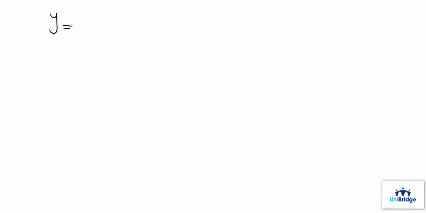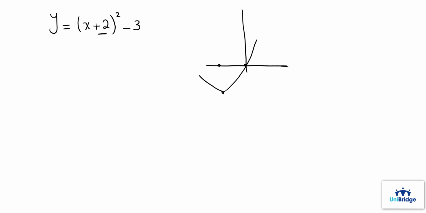So if you have y equal x plus 2 all squared minus 3, the plus 2 inside the bracket makes the parabola, which was initially at 0 and 0, go to the left 2. The -3 makes it go down 3. So the parabola is going to look like this. And this point went to the left 2 and down 3. Remember, when the number is inside with the x and positive, it moves to the left. And when it's negative outside, it moves down.